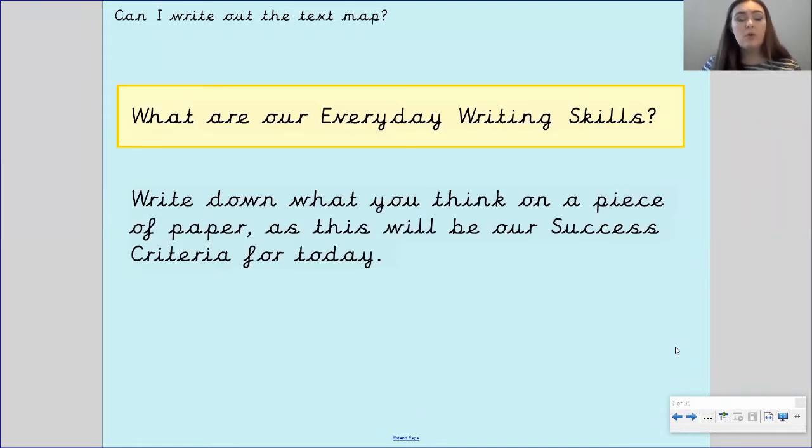But before we begin, what are our everyday writing skills? Please can you get yourself a whiteboard and a whiteboard pen or a paper and a pencil and write down what you think they are. This is going to be our success criteria for today. So pause the video to do that now.